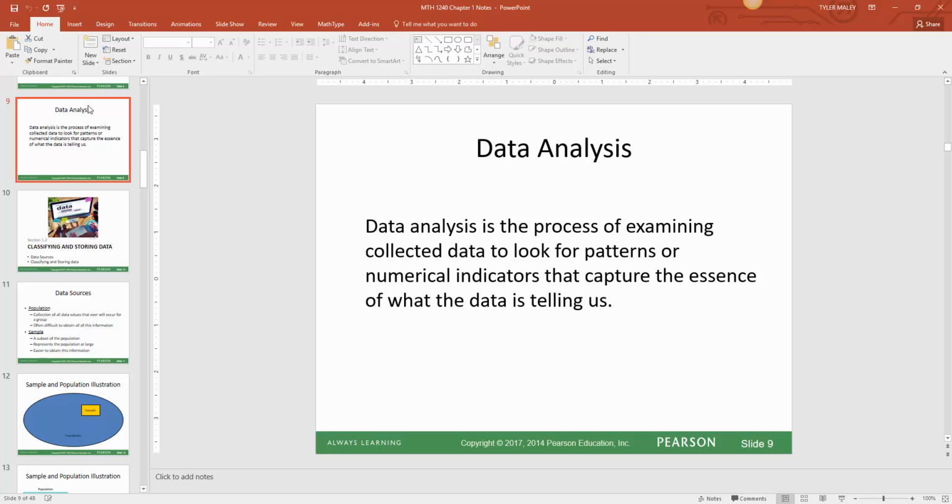So the next slide talks about data analysis. It's just a definition. This is the process of examining collected data to look for patterns or numerical indicators that capture the essence of what the data is trying to tell us. So we analyze the data to see if we can tell the story, unfold the story.